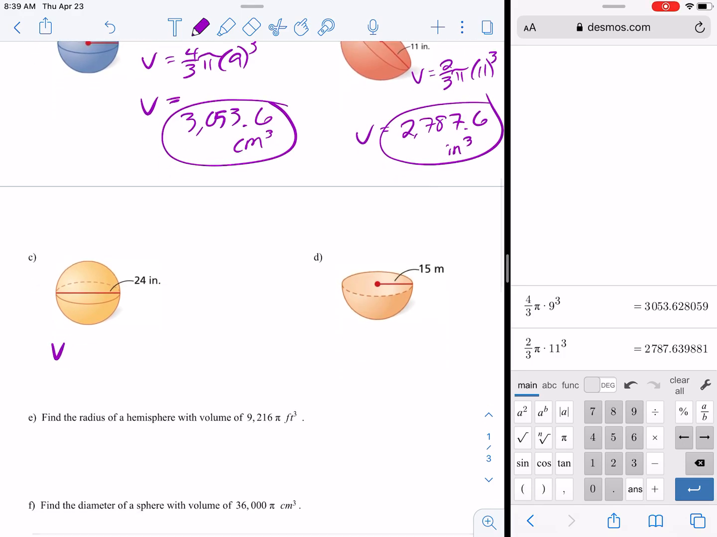For C, we should have punched in 4/3 pi 12 cubed. Don't forget we're using 12 because that's our radius, half the diameter. They got a volume of 7,238.